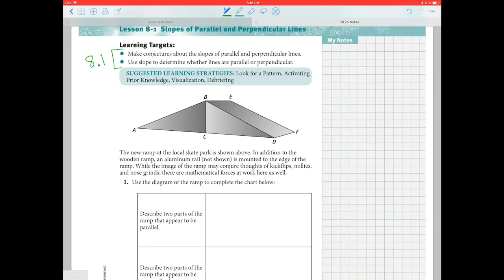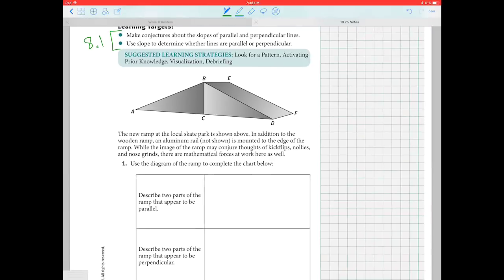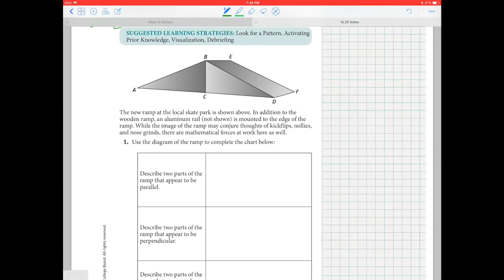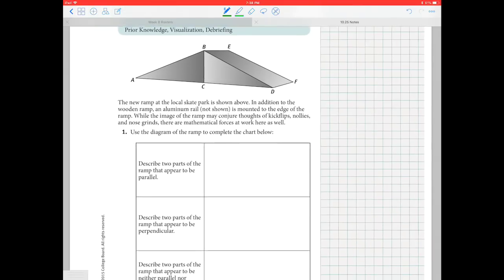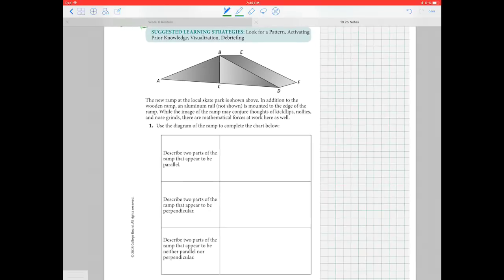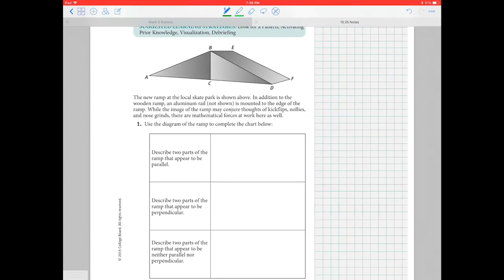We're going to look at this diagram. Remember we said we were at a skate park with a ramp, and we had to find some parallel lines, perpendicular line segments, and some parts that are neither parallel or perpendicular. So, in class we said we have to think about this as a 3D shape, but on a 2D surface. So if we just highlight real quick, we know that these two lines were parallel.